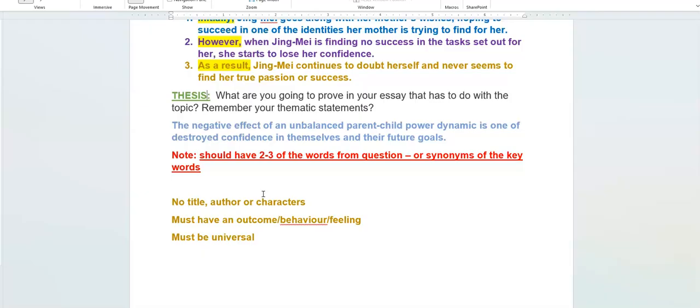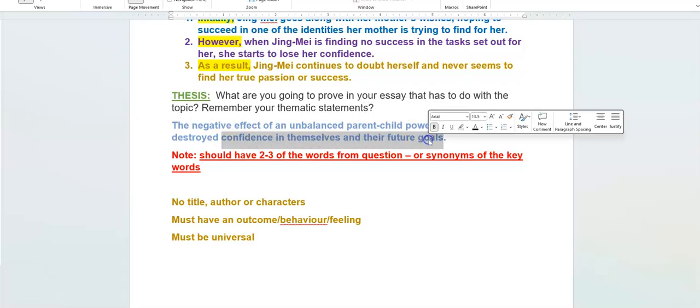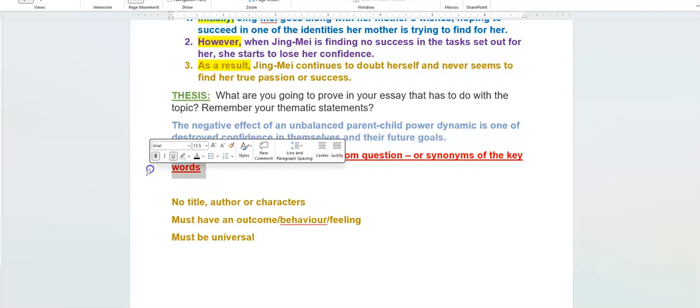The structure of this is similar to what we did with thematic statements, except now we're having it apply a little bit more clearly to the text. So what I've done here is I've said, the negative effect of an unbalanced parent-child power dynamic is one of destroyed confidence in themselves and their future goals. So I should have 2 or 3 words from the question or synonyms of the keywords. I've got parent-child, so that's acting for the relationships. The confidence in themselves and their future goals, that's the identity. I'm labeling that out. So I have a very clear outcome here.